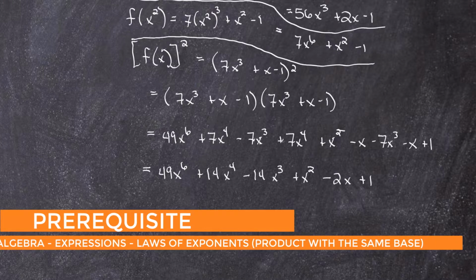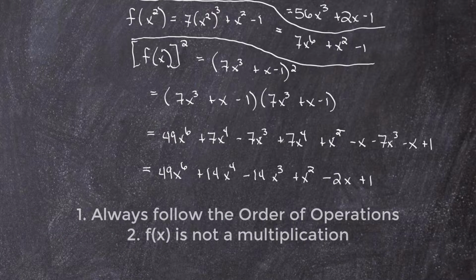Essentially, what I'm implying here is twofold. First, always follow the order of operations. And second, the parentheses in f of x are not multiplication.